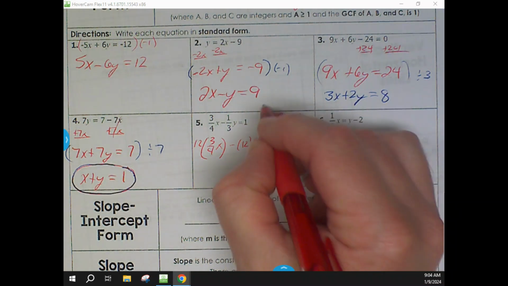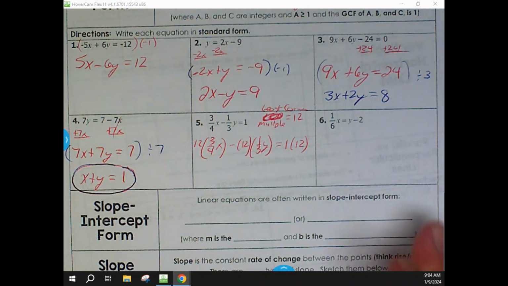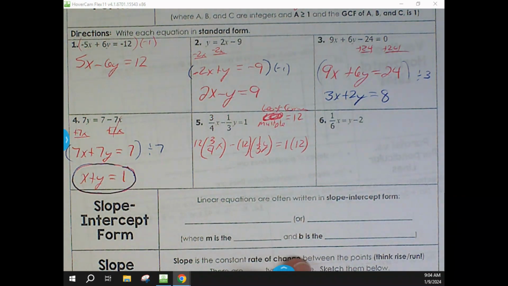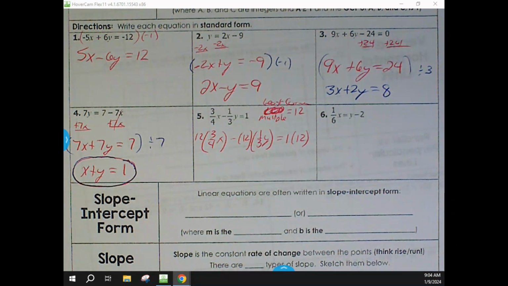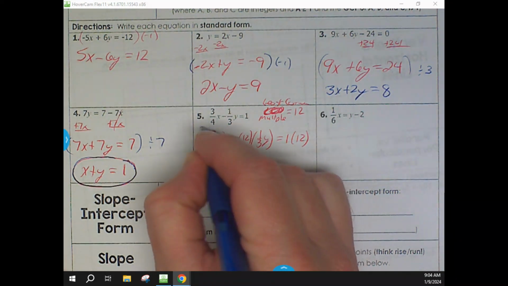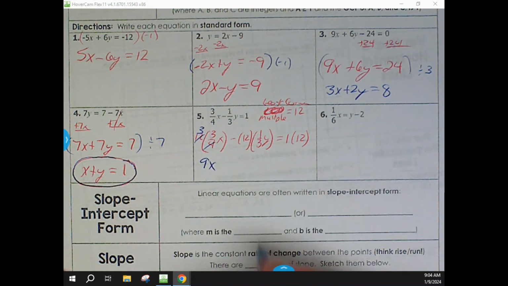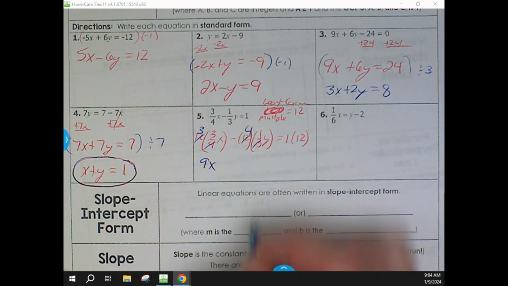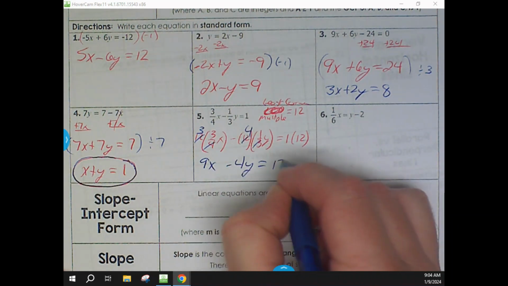Sometimes they would call that the least common multiple, which basically is still the same thing as doing your least common denominator. I mean, whether you want to say that or not. But again, instead of rewriting everything with a common denominator of 12, we're going to take what would be our least common denominator and multiply it by 12. And that way, 4 going into 12 3 times, now we've got 3 times 3 for 9x. 3 will go into 12 4 times, 4 times 1 is 4y. And then 1 times 12 is 12.